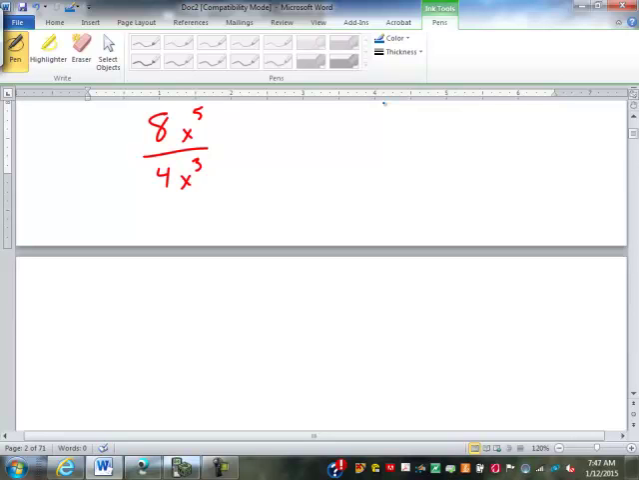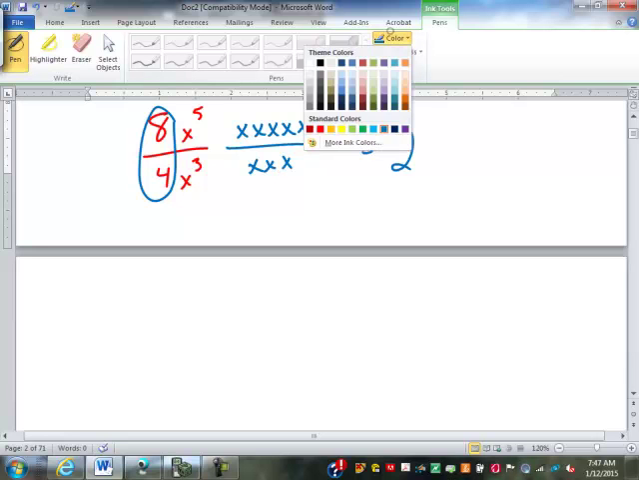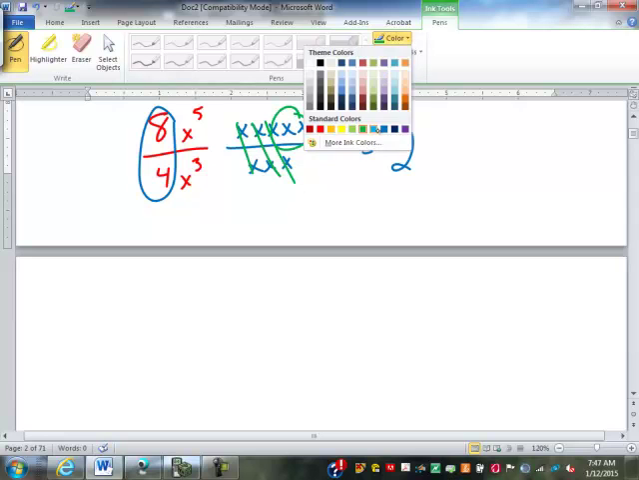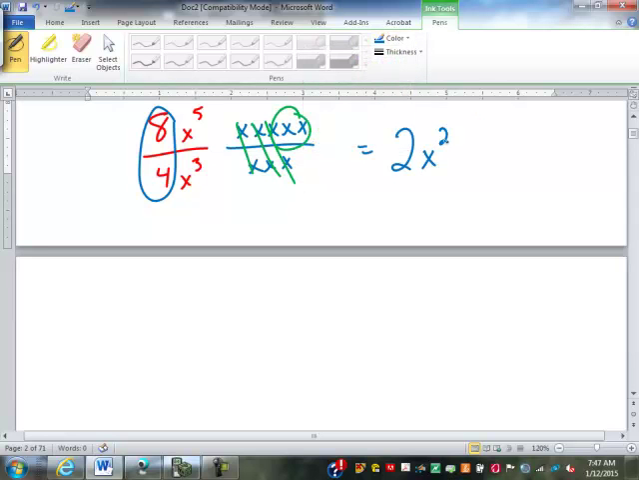When we divide, follow the same pattern. We divide the counts. What's 8 divided by 4? 2. Now, x to the 5th divided by x to the 3rd. If you think of that again, x to the 5th is 5 x's multiplied together. X to the 3rd is 3 x's multiplied together. We cancel out. We're left with 2 of them. X squared as a result. The shortcut, of course, is just to subtract. 5 minus 3 is 2.